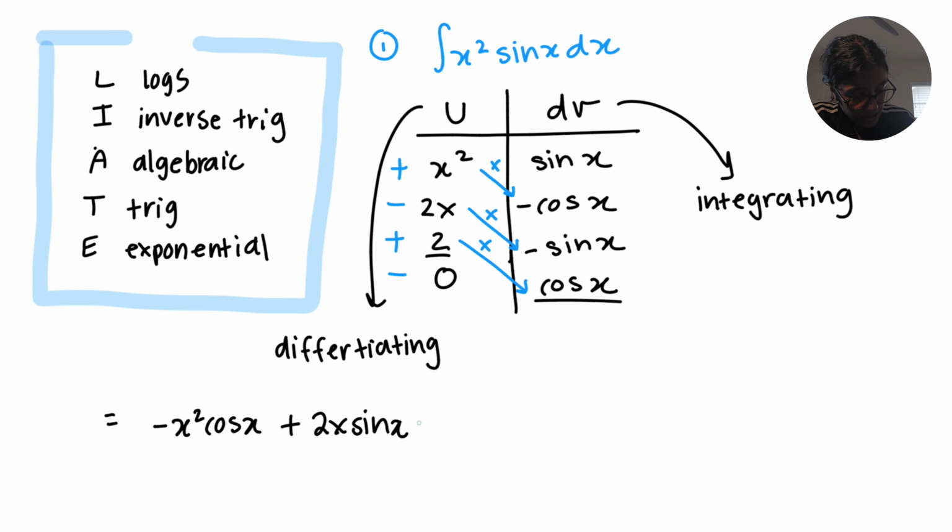Next we have 2 times cos x, plus 2 cos x, and that has a positive, so we can leave that as it is. And then of course plus c. And that is our final answer.